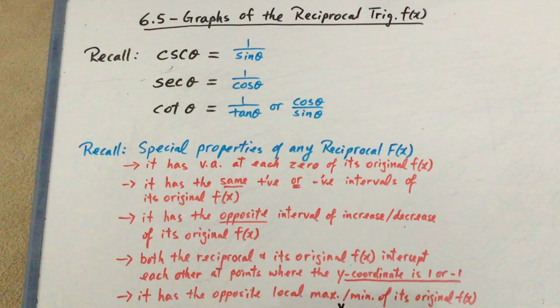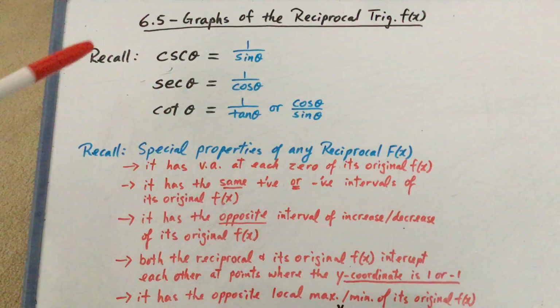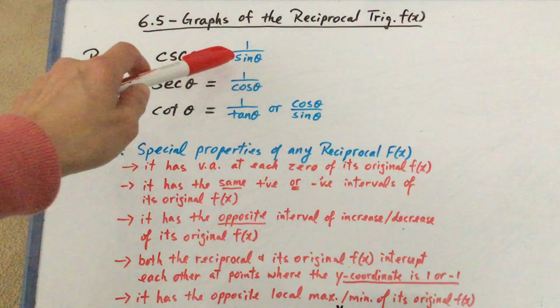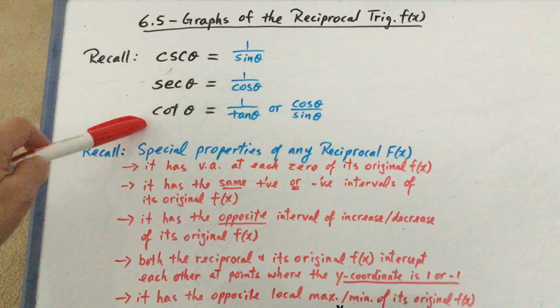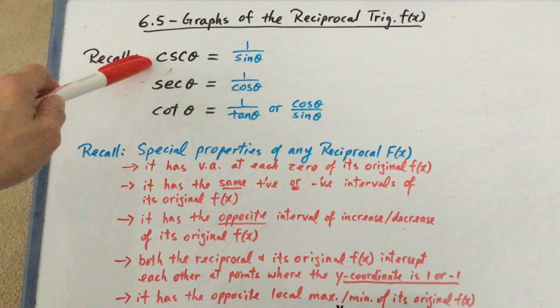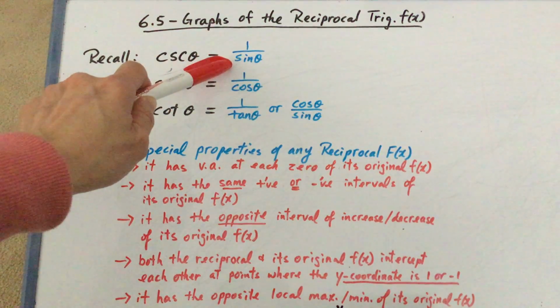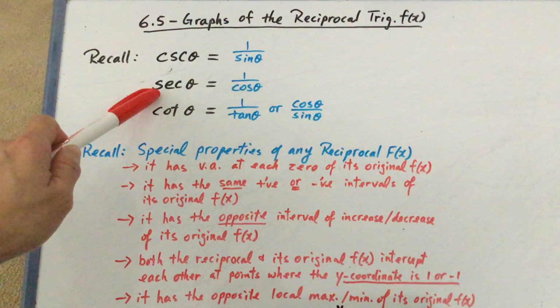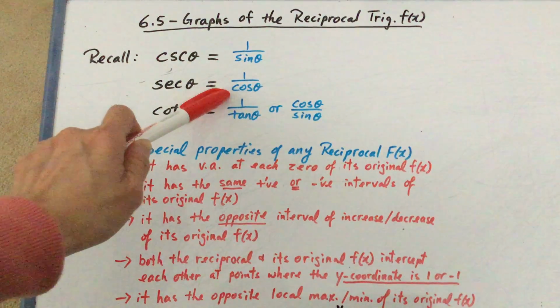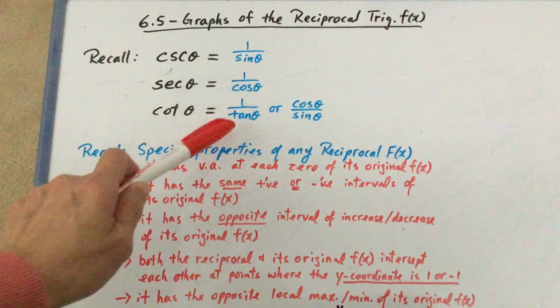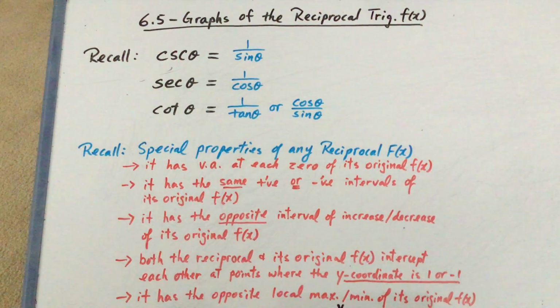Hi, good morning. Today's lesson is on 6.5, the graphs of the reciprocal trig functions. I just want to quickly remind everyone the reciprocal of each of the trig functions. The cosecant is the reciprocal of sine, the secant is the reciprocal of cosine, and the cotangent is the reciprocal of the tangent. Okay?